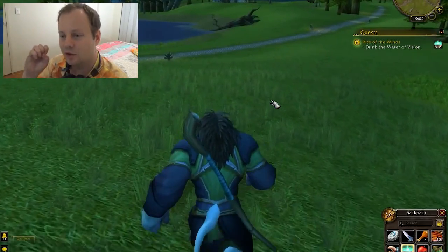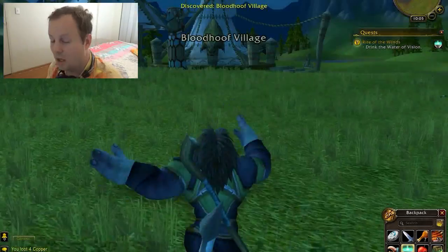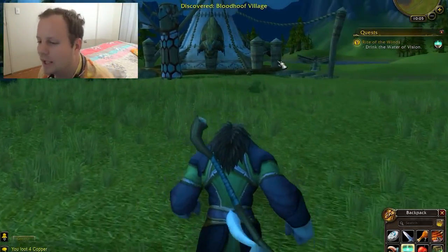Now I'm going to head over here. I'm going to cut it just before we get there, and then we'll just finish out with a tiny bit of revision for the day. Oh my god, it takes forever to walk anywhere in this game.